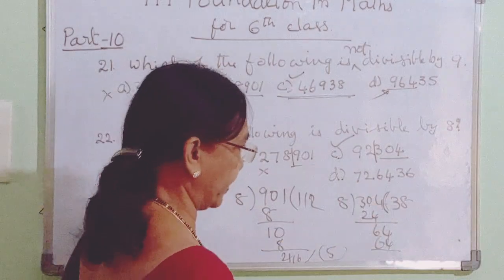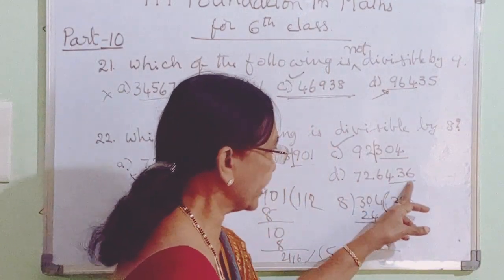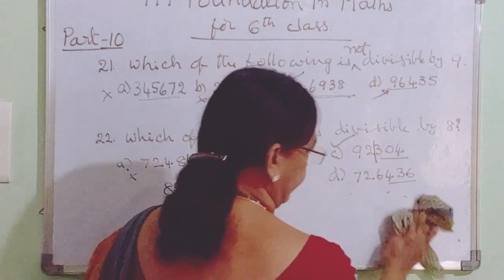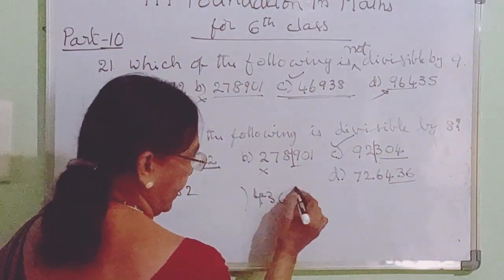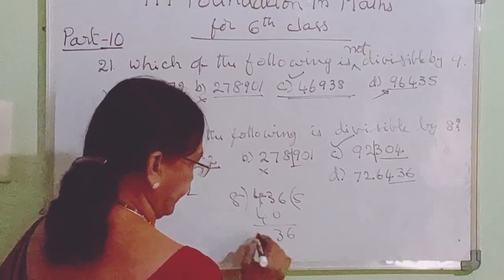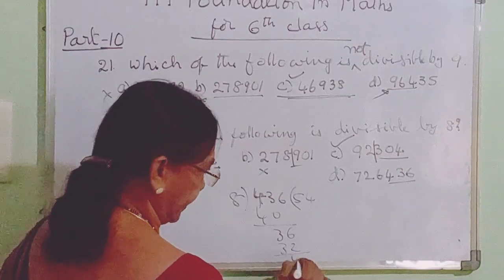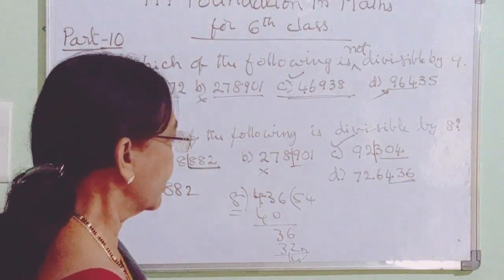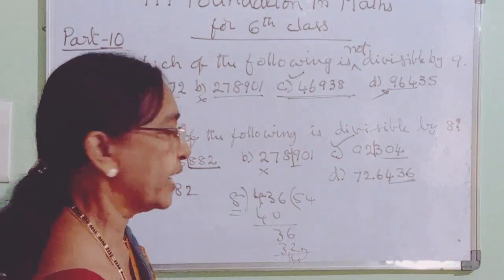Let us check this number also. The number formed by the last 3 digits is 436. We will see whether it is divisible by 8 or not. 436 by 8. 8 times 5 is 40, bring down 3, 6. 8 times 4 is 32. 4 remains. Therefore, 836 is not divisible by 8. So, this number only is divisible by 8. So, this is the correct answer.